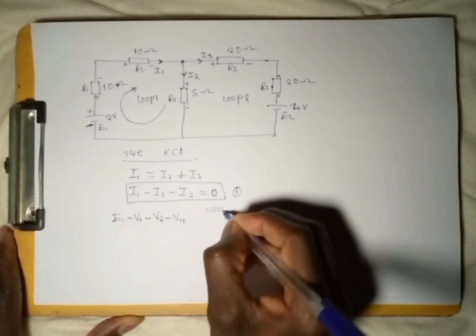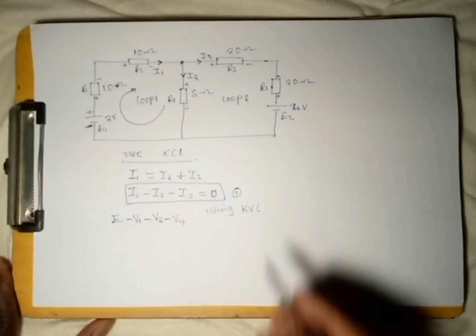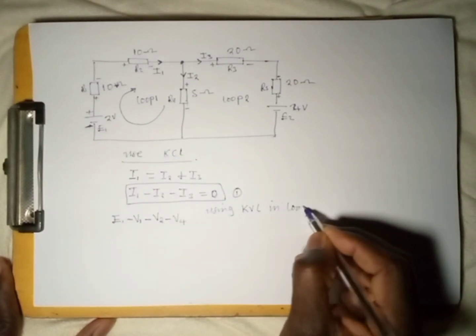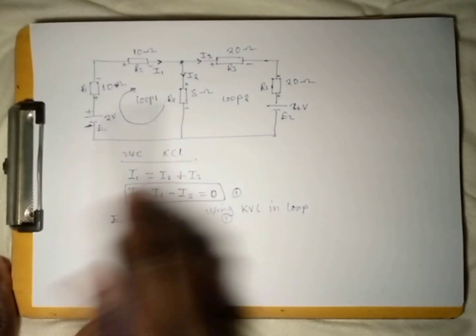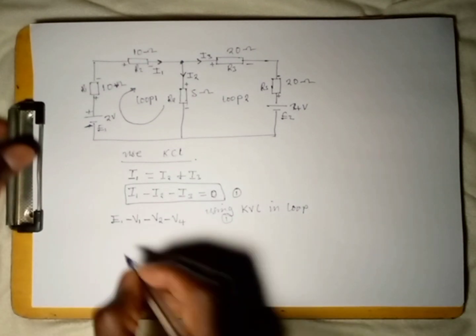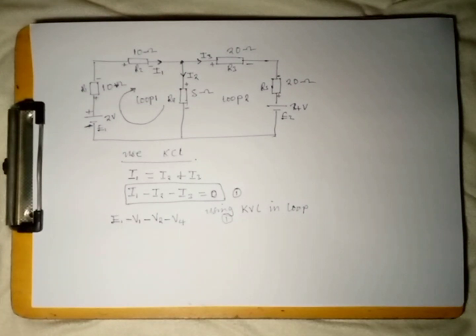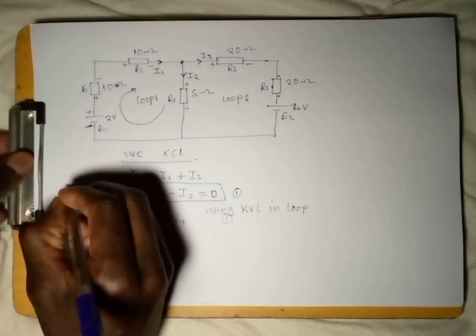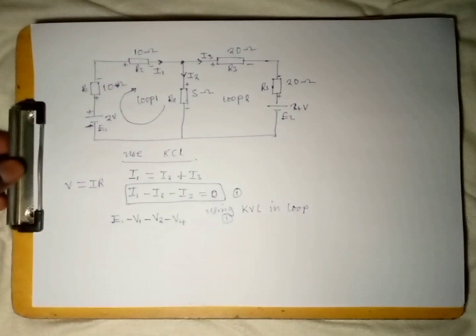So I'm saying using KVL in the first loop, in loop 1. So in loop 1, I'm done with loop 1. All the resistors and voltage source have to be done in that way. And this is what we are going to have. So how do you come up with the voltage according to Ohm's law? Ohm's law tells us that voltage has to be equal to current multiplied by the resistor.